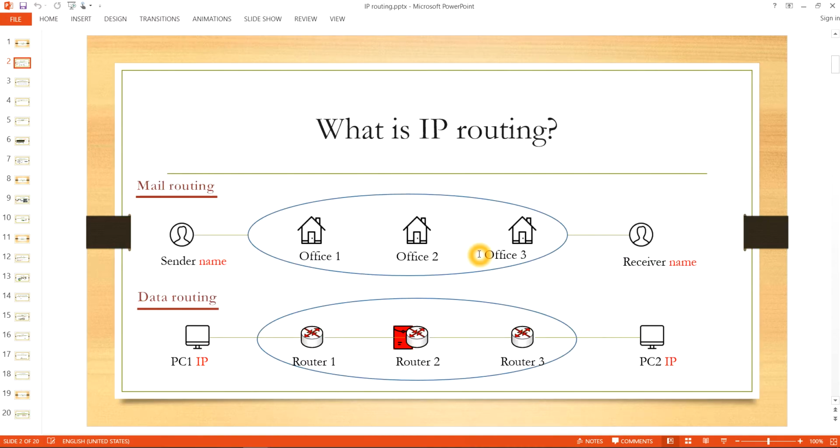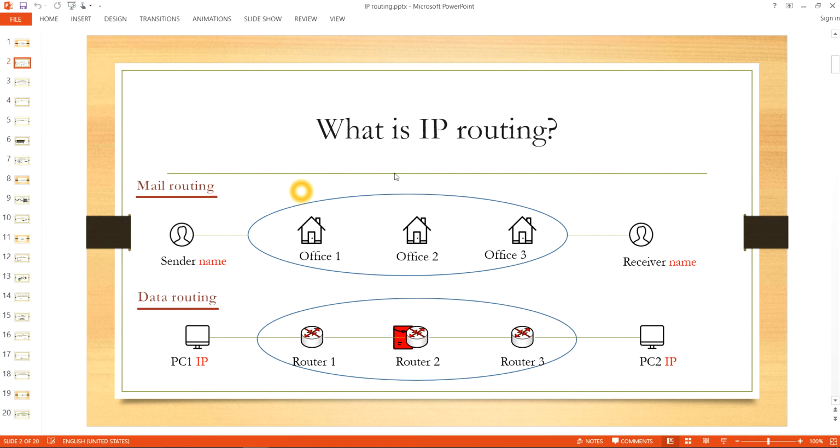So we are going to start this example. This is like a conceptual overview of what IP routing is all about. We have two parts. In the upper part, we have the mail routing. You know, the mail system where people use the post office to send letters to a remote receiver. So here we have a sender with a name. He lives in a particular city. On the right side, we have another receiver, who has a name and lives in another city.